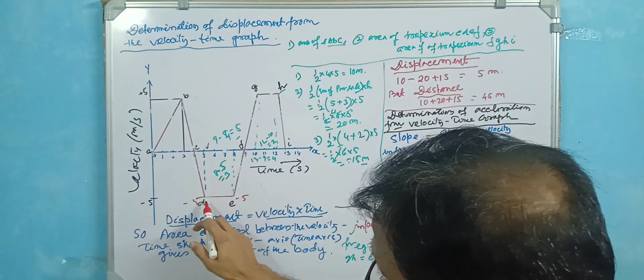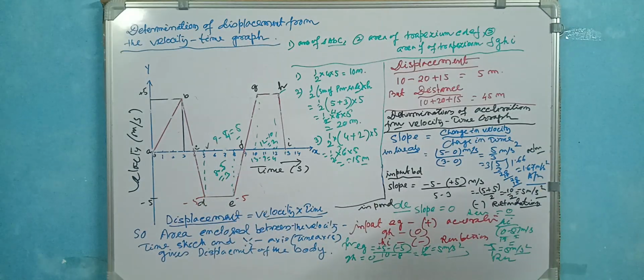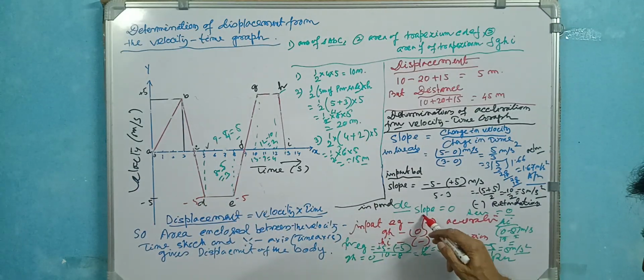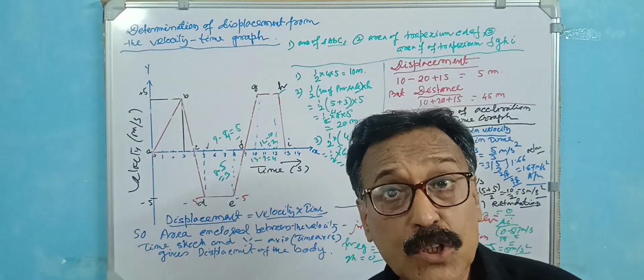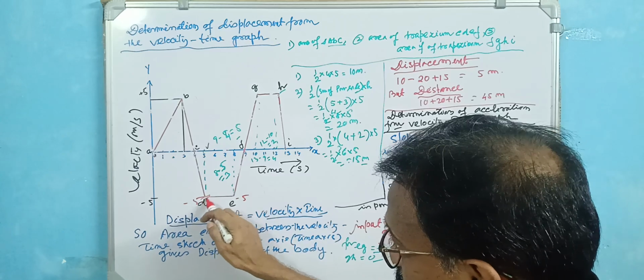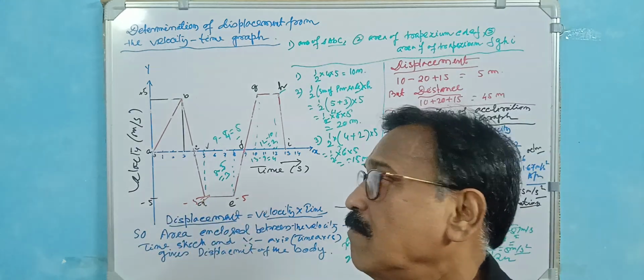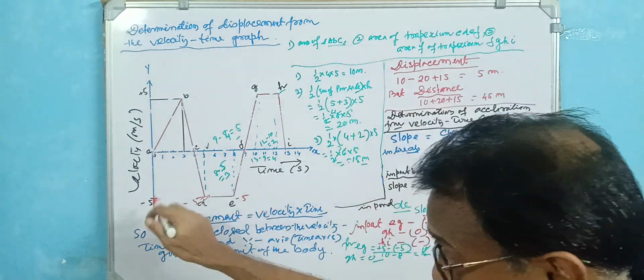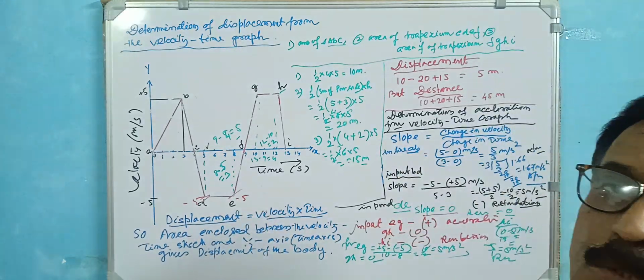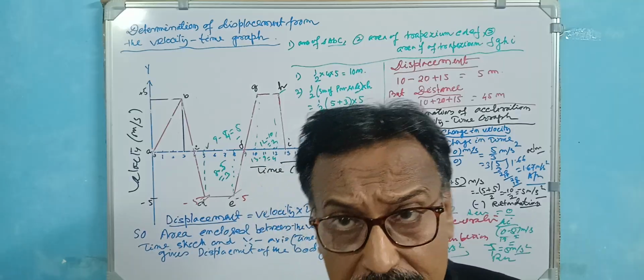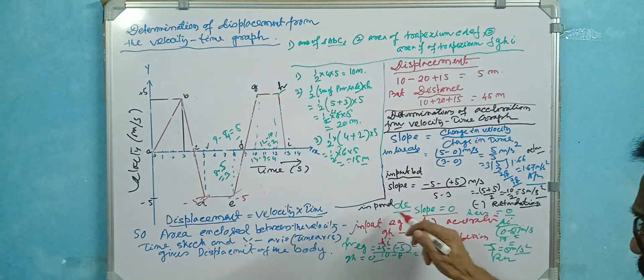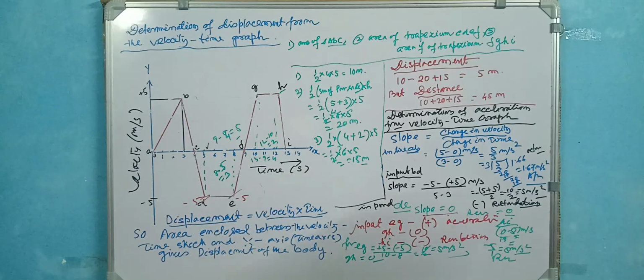But the time is there, but the velocity is not changed. In case of DE, the slope is 0. So acceleration is 0. The velocity is not changing. What is the velocity in that position? 5 meter per second, this is negative. What is the velocity in that position? Minus 5 meter per second. So there is no change in velocity. Don't panic. No change in velocity. Just write D, the slope is 0, so acceleration is 0.